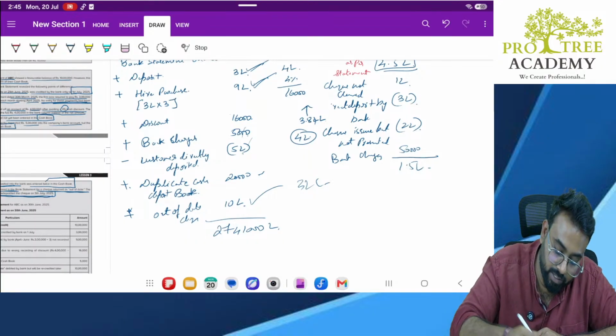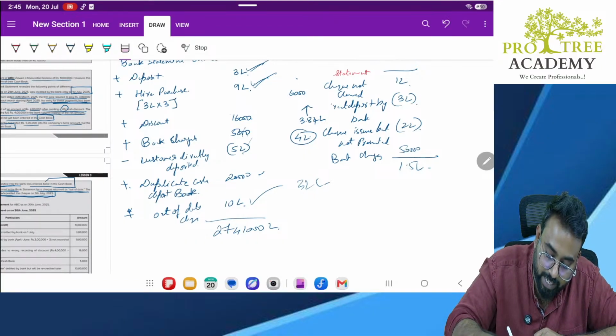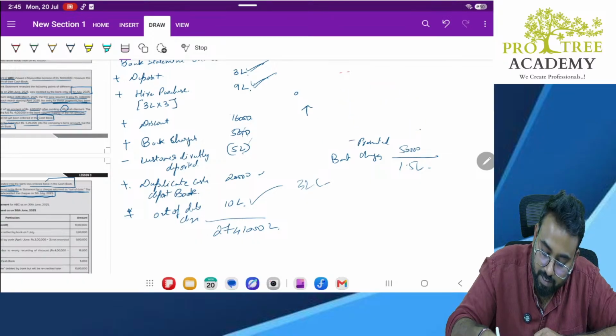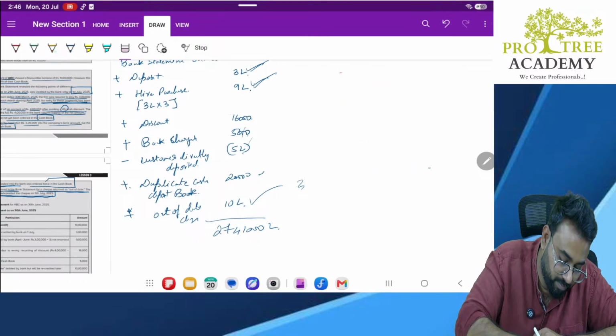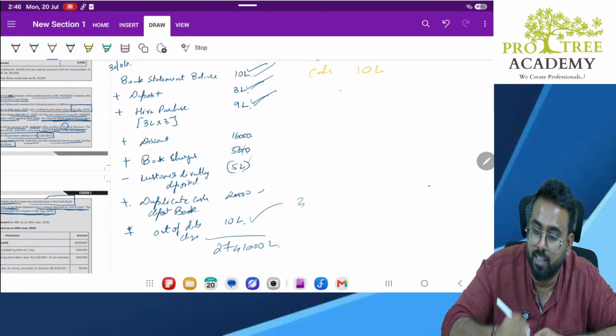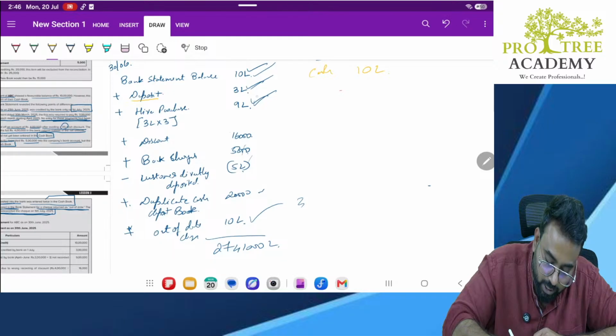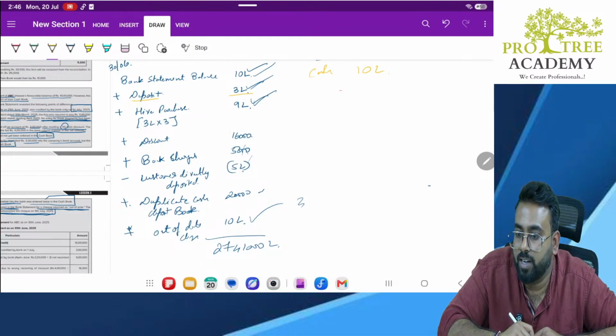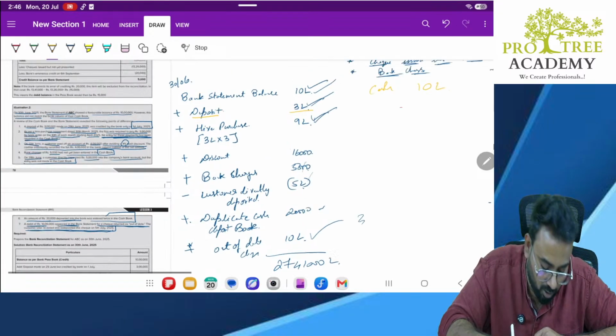If we had started from the cash balance, what would we have done? Everything opposite. Correct or no? If I would have said cash book is showing 10 lakhs, then what I would have done? Deposit of 3 lakh. Deposit of 3 lakh. Correct or no? What is the entry?